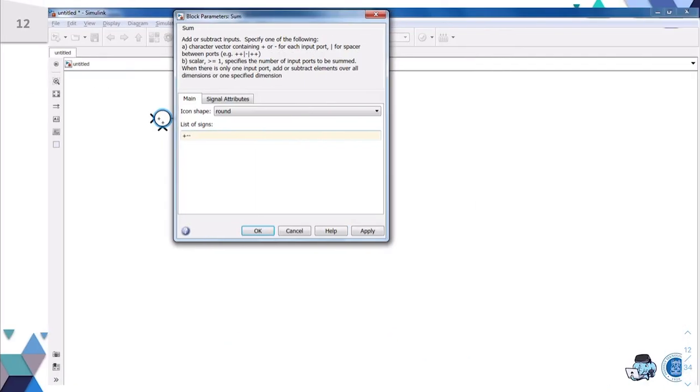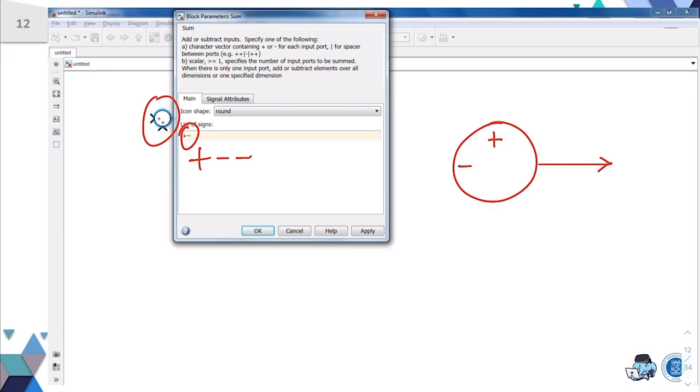Okay, and then please double click on the sum. The list of signs must be plus, minus, minus, which means that we want to have something like this. This is the output. It means that we want to have plus, minus, and minus. We need three ports or three terminals that will be connected to other components.